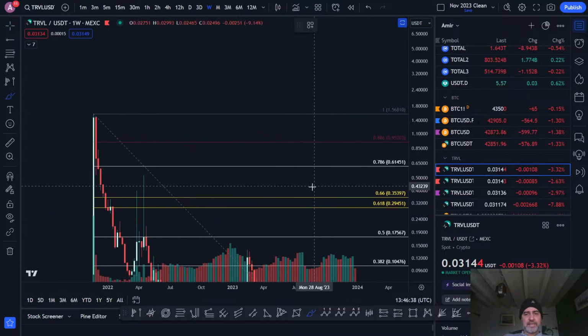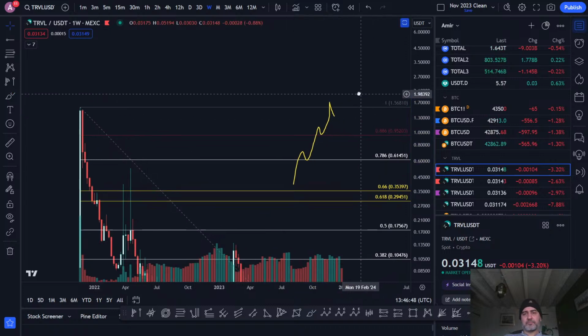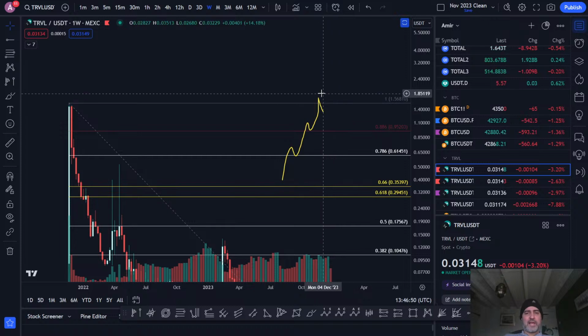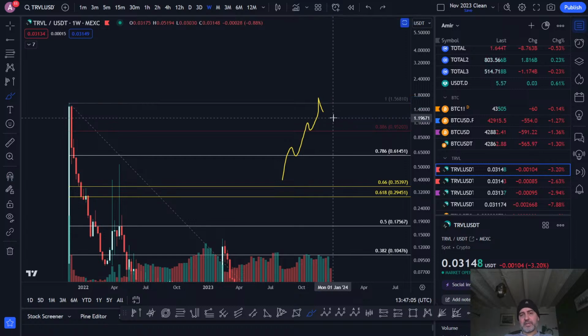Right up here, if the price is working its way up, it comes up and it SFPs the all-time high. Why does it SFP? Well, it's going to SFP because people are going to be taking profit. Swing failure pattern. So what is a swing failure pattern? It's when the price goes up above that level briefly and then it comes back under. That's called a swing failure.